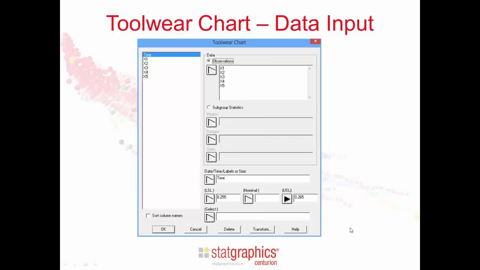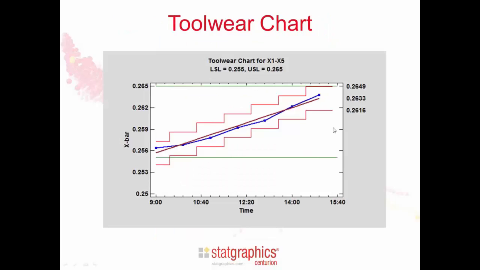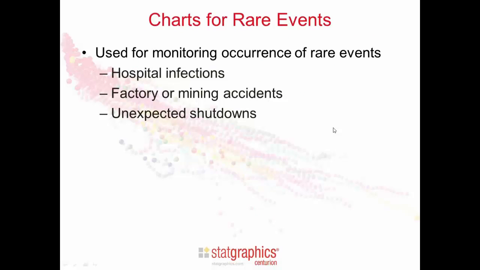Now, the fourth type of chart I want to look at is new to version 17. The other charts I'm talking about today have been in Statgraphics for many years. These charts, the fourth type of chart, though, are new to version 17. And they are charts for rare events.